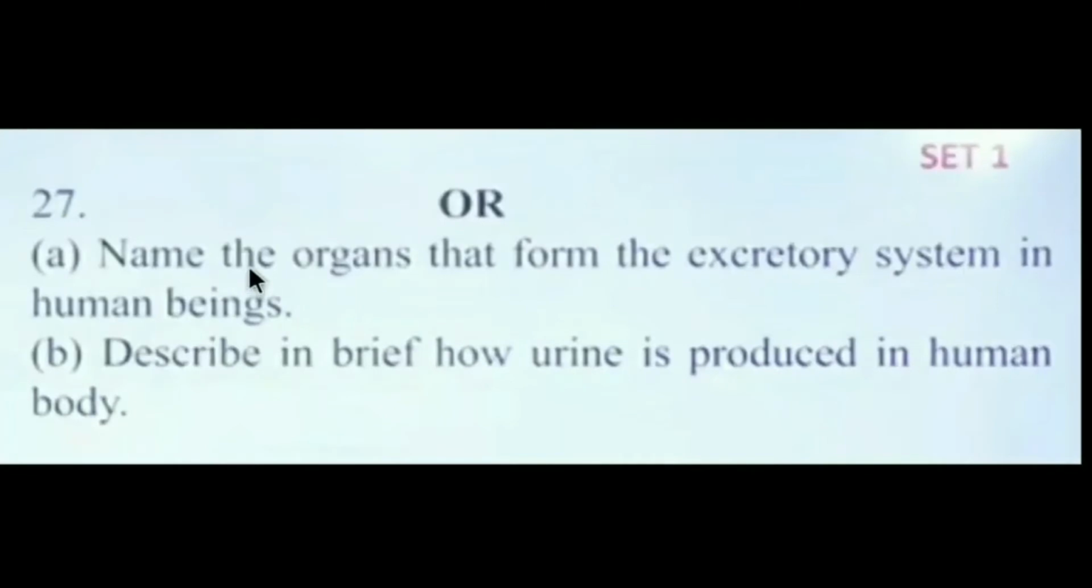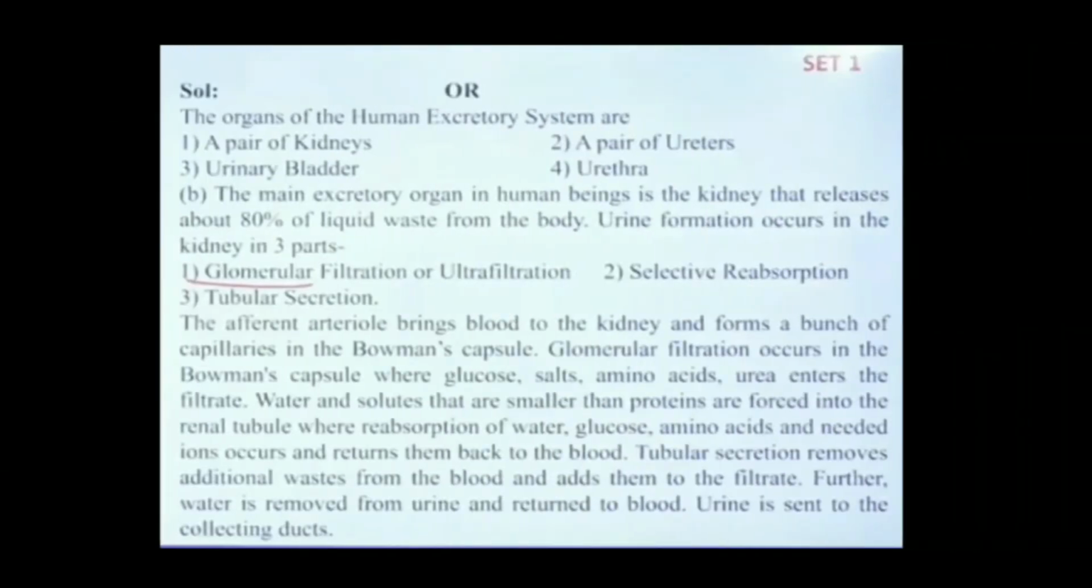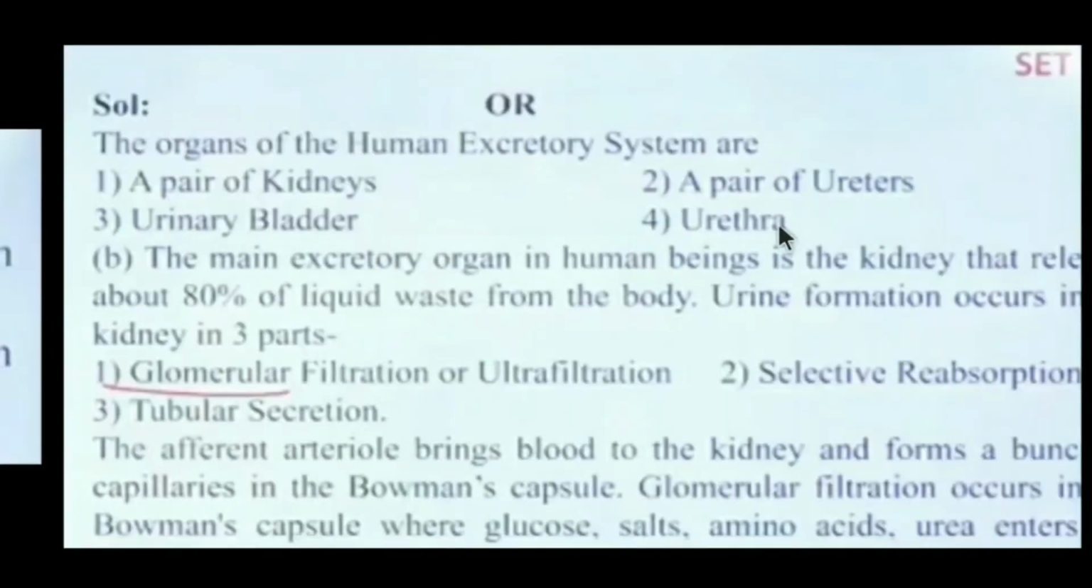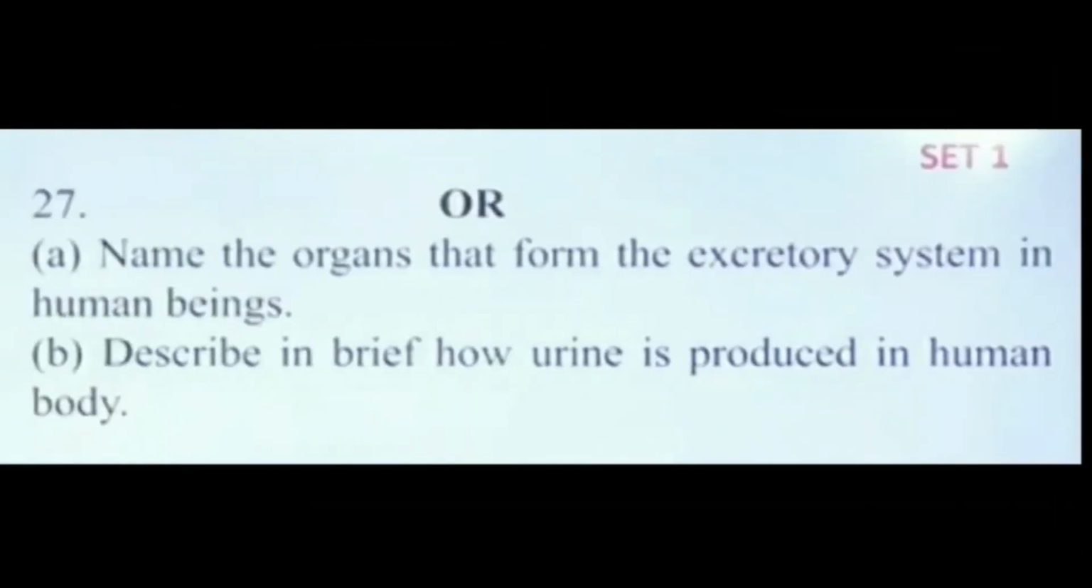उसके बाद ऐसा क्वेश्चन आया था, name the organs that form the excretory system in the human beings. तो उसका आंसर है, the organs of human excretory system are, first one is a pair of kidneys, second a pair of ureters, third one is urinary bladder, fourth one is urethra.